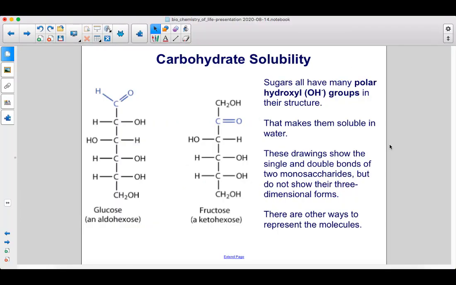Sugars all have many polar hydroxyl groups in their structure. That makes them soluble in water. These drawings show the single and double bonds of two monosaccharides, but do not show their three-dimensional forms. There are other ways to represent the molecules.